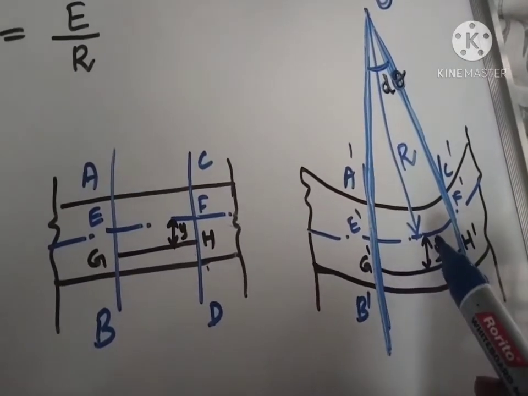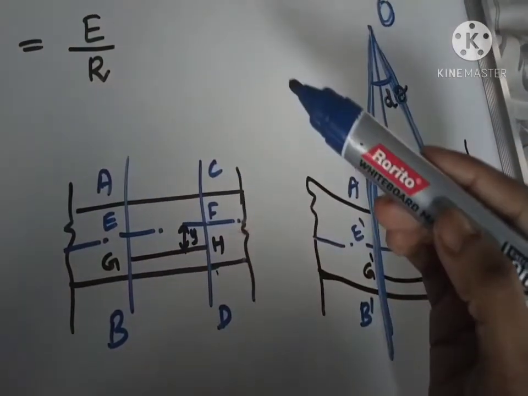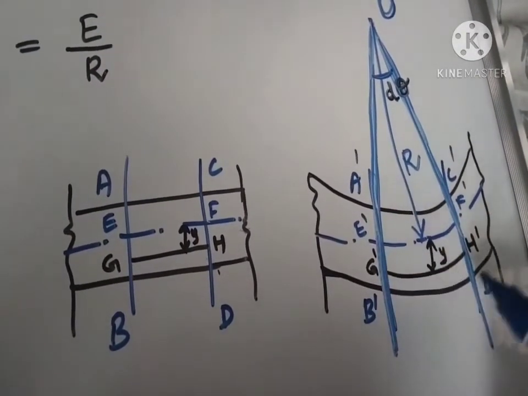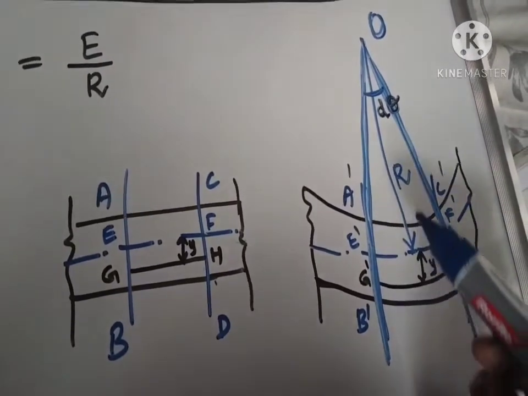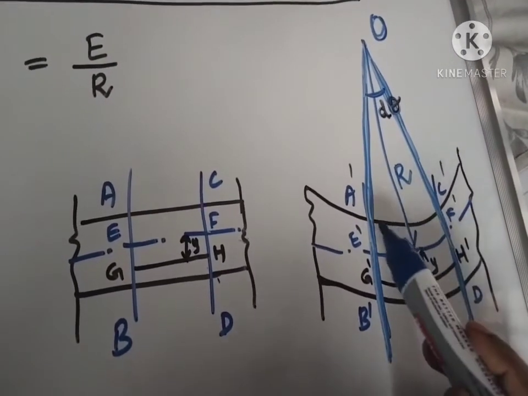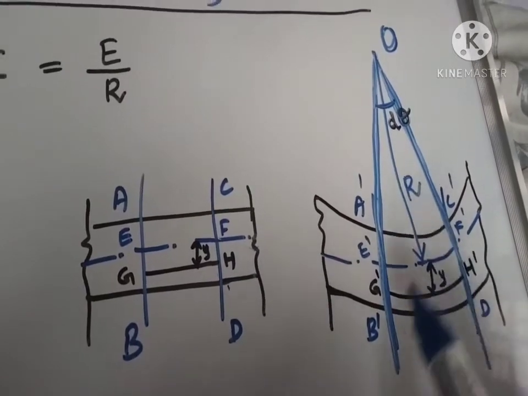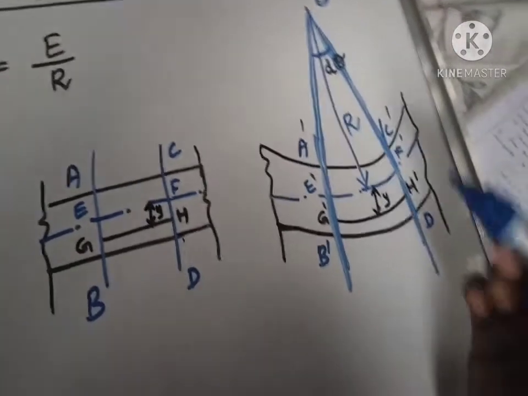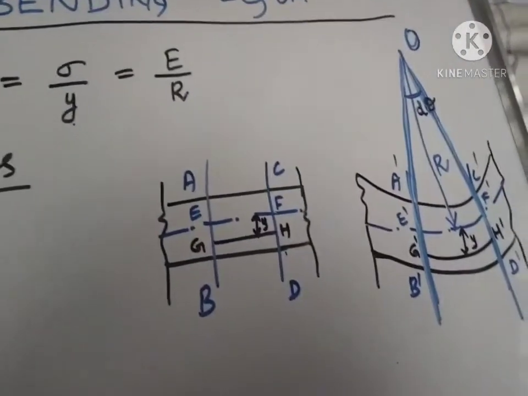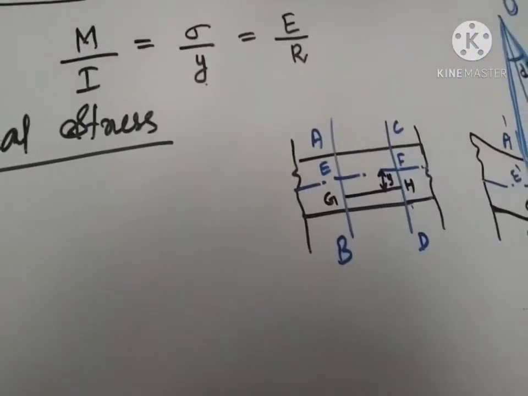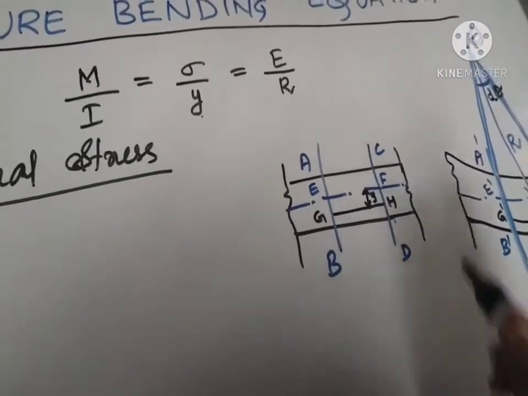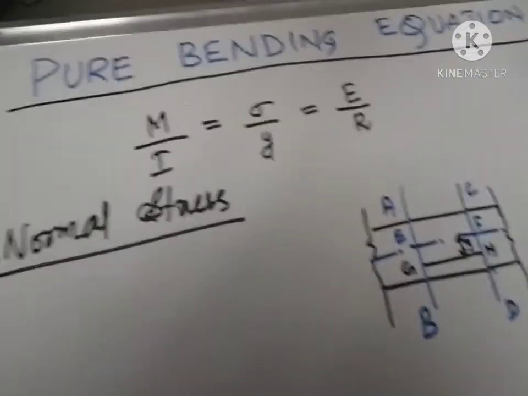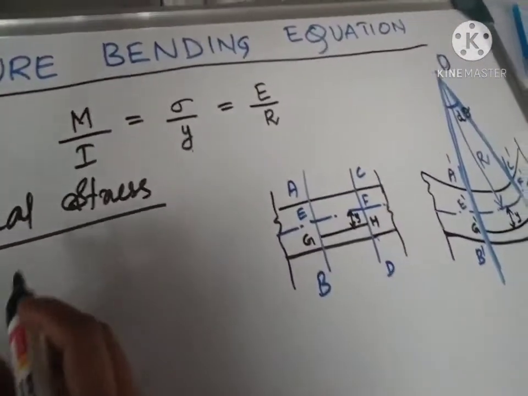So from the figure, after bending, the layers above the neutral axis tend to shorten and the layers below the neutral axis tend to elongate. Okay, so that is happening here. So AC gets reduced to A dash C dash and BD gets elongated to B dash D dash. Whereas EF remains the same as E dash F dash, nothing happens to E dash F dash.